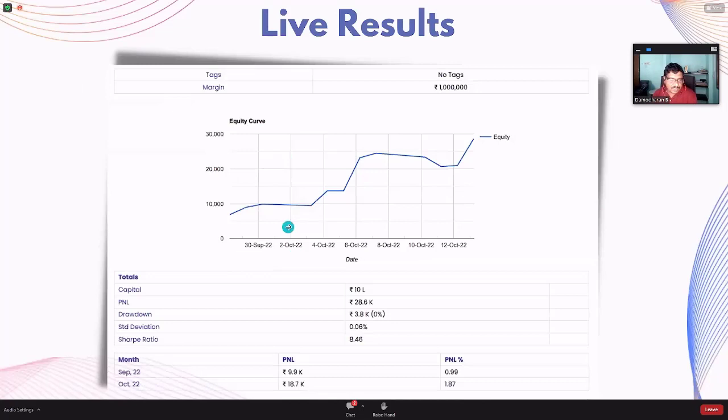What I'm expecting is 3 to 4% return from the algo, but I'm not going to deploy all my capital, because I'll be deploying 20 to 30 lakhs in positional. 10 lakhs I kept only for the algo.